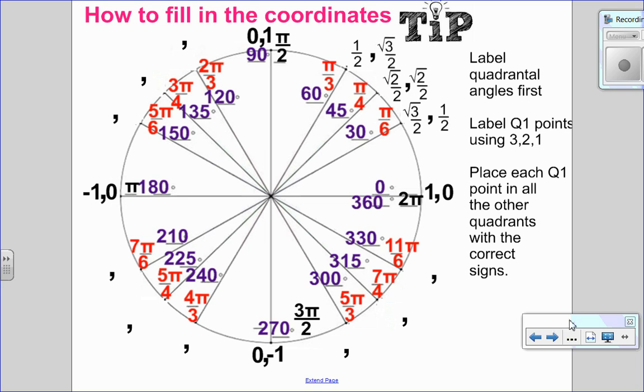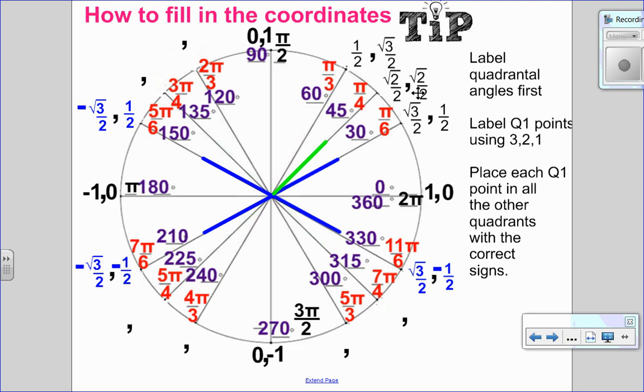As soon as I have my quadrant 1 labeled, I just place all the other points in the quadrants with the correct signs. So let's start with 30 degrees. 30 degrees has a coordinate of root 3 over 2 and a half. If I place that into quadrant 2, it'll have coordinates negative root 3 over 2 and a half. If I place it into quadrant number 3, it will have coordinates negative root 3 over 2 and negative a half. And if I place it into quadrant 4, it will have coordinates of positive root 3 over 2 and negative a half.